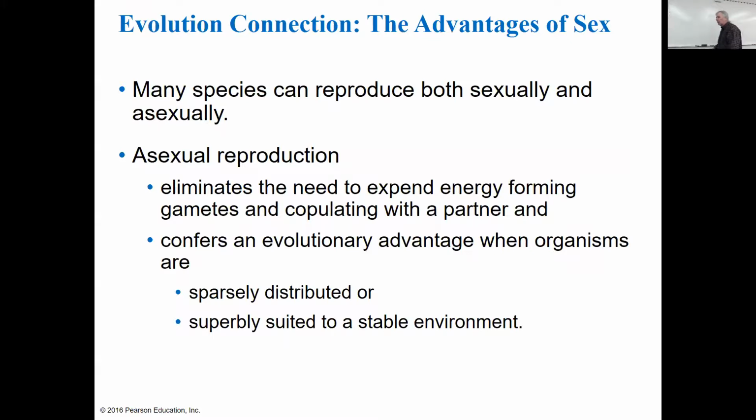Okay, so many species can reproduce both sexually and asexually. Asexual reproduction eliminates the need to expend energy forming gametes, copulating with a partner, and finding a partner, because actually finding a sexual partner is a really dangerous thing in the natural world. And usually it's the males that have to go find the females because they're expendable. Because eggs are much more valuable than sperm.